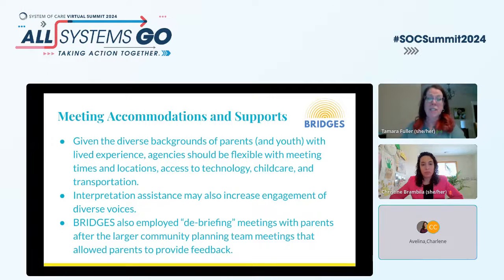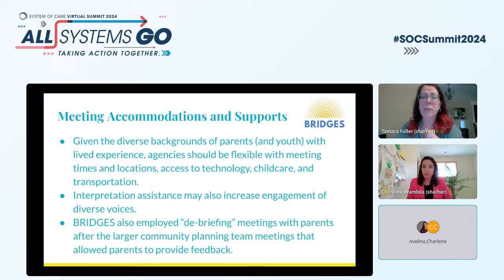Meeting accommodations and supports. Given the diverse background of parents and youth with lived experience, agencies really need to be flexible with meeting times and locations, access to technology, childcare, and transportation. Interpretation assistance may also increase engagement of diverse voices. And Bridges specifically employed debriefing meetings with parents after the larger community planning team meetings that allowed parents to provide feedback. So here's a quote that talks about that.